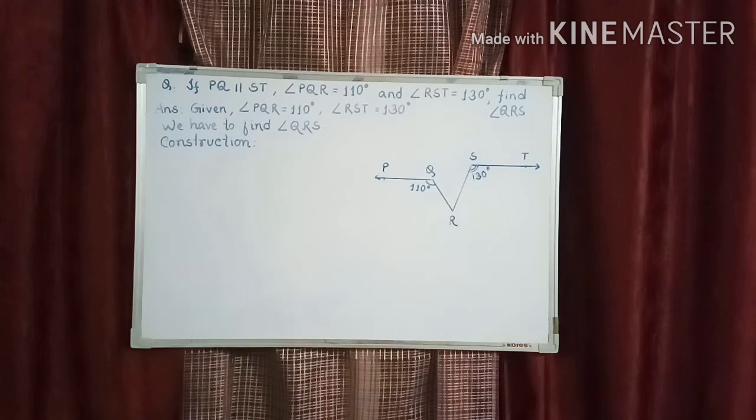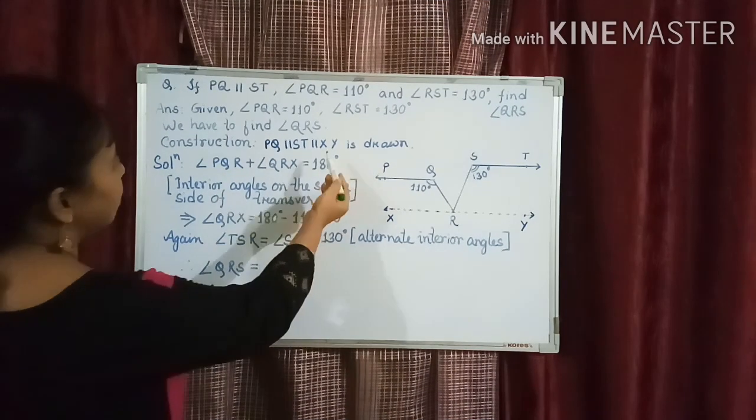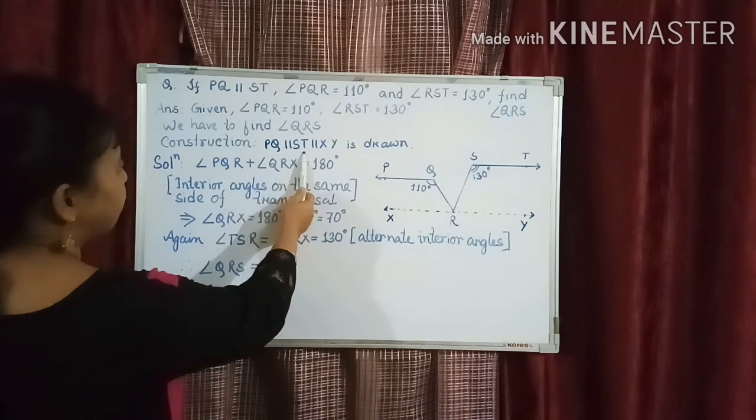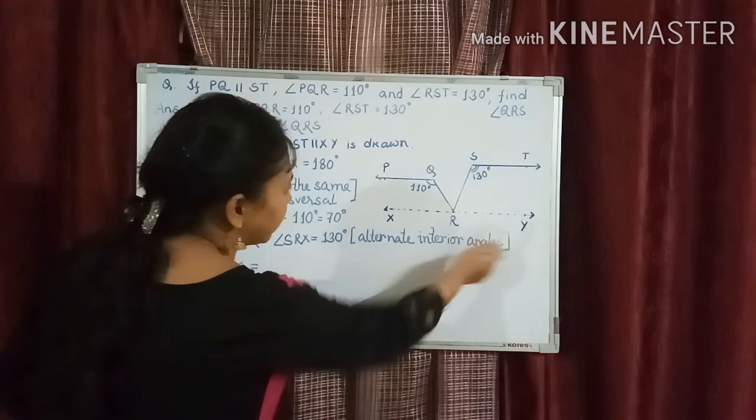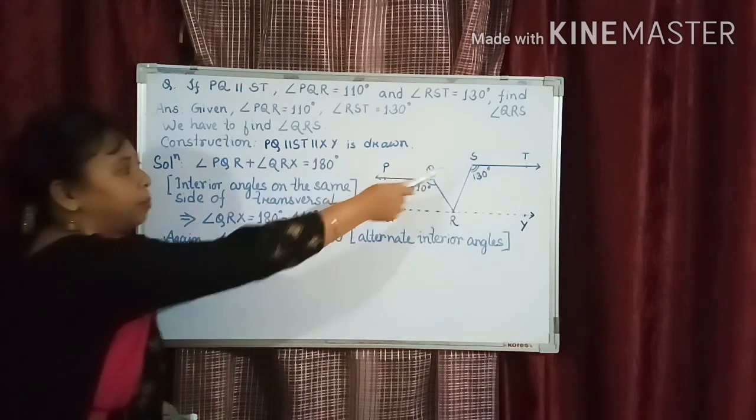Now look at this question. If PQ is parallel to ST, angle PQR equals 110 degrees and angle RST equals 130 degrees, find angle QRS. In the answer, what is given and what we have to find out, you have to write down. But here I am writing after the construction, because I am going to construct a parallel line through R, which will be parallel to PQ as well as ST. In construction I have written XY is parallel to PQ as well as parallel to ST. This dotted line is XY, which is parallel to both of them.